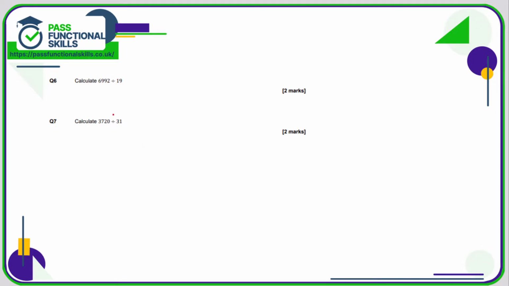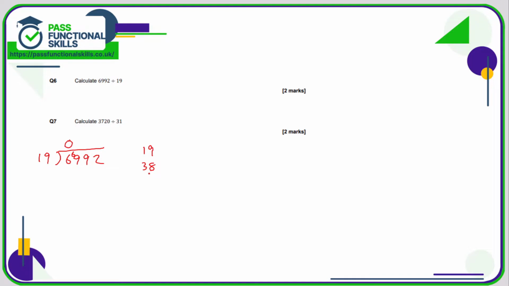Question 6. What is 6,992 divided by 19? Well, this one's not going to be very nice, and we can't break it down because 19 is a prime number. So let's just see how we go. 6 divided by 19 is 0, carry the 6. So I think what I need to do is write out some 19 times tables, which I don't know, so I'm just going to add them up as I go along.